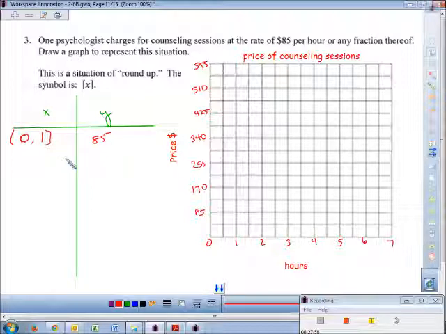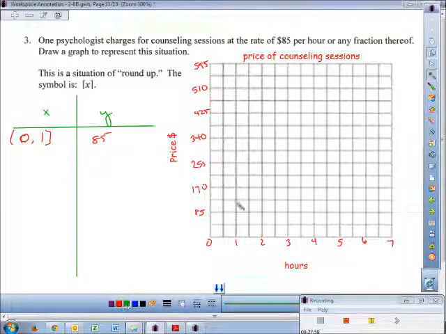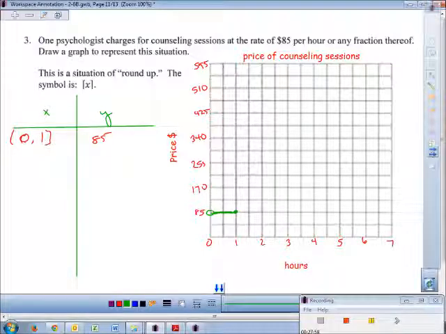You with me? What if you were in there for a half an hour? How much would they have charged you? 85 bucks. Isn't a half in this range, in this domain, if you will, right? But zero's not going to count because if you were in there for 0 hours, that means you never even went in the first place. You pay $0. Let's graph that. Open dot right here, closed dot at 85, my bad. Open dot right here, closed dot at 1, meaning you pay nothing if you went for 0 hours, but any little fraction between 0 not included and 1 included, you're going to pay 85 bucks.